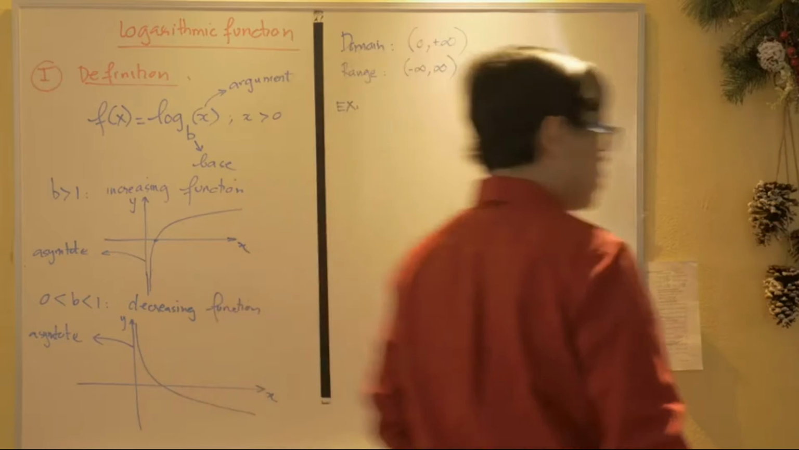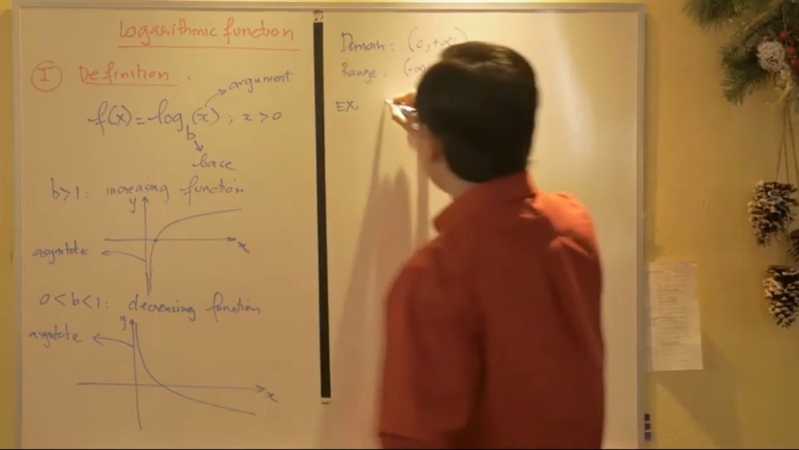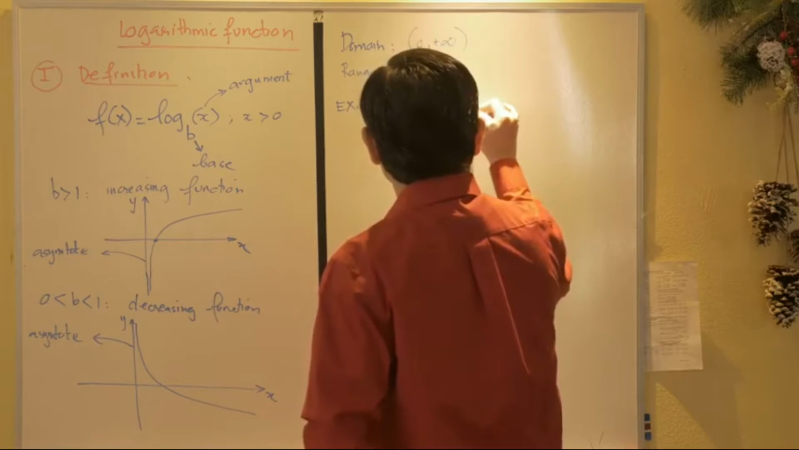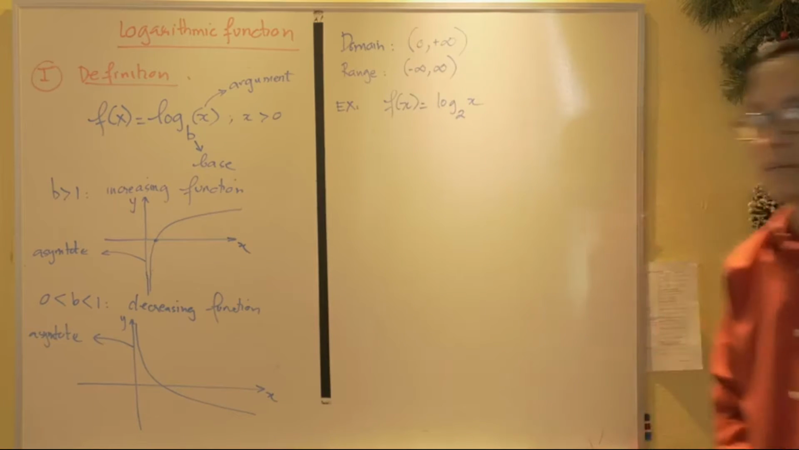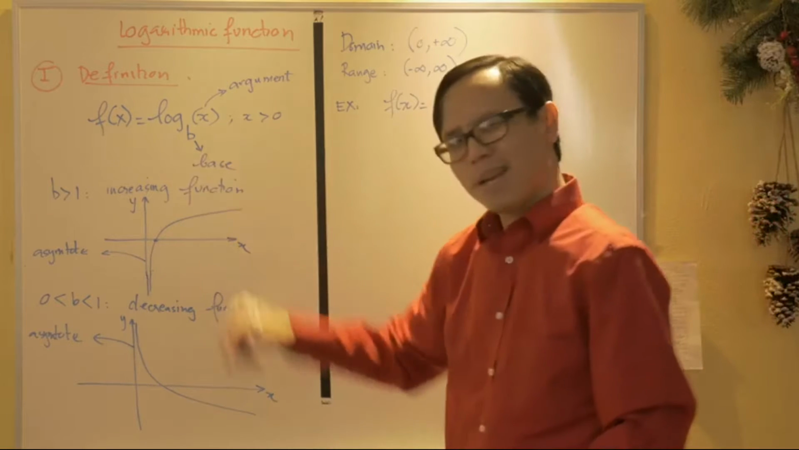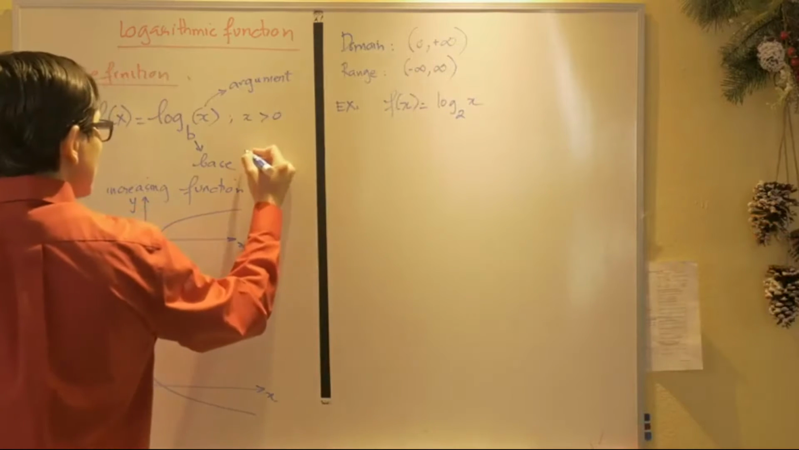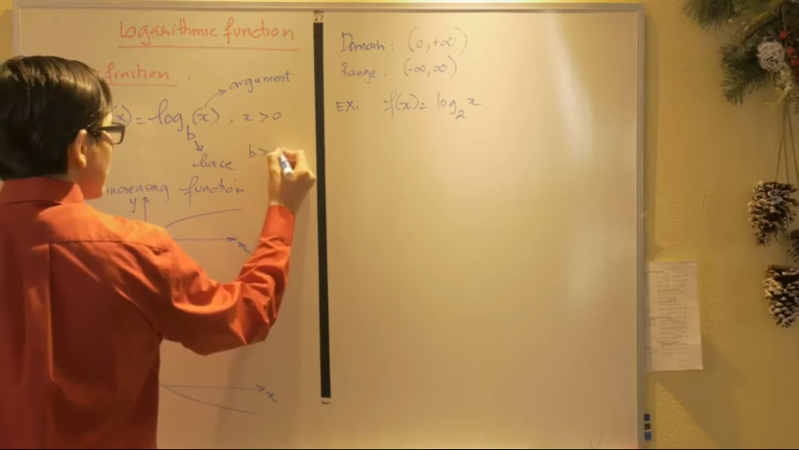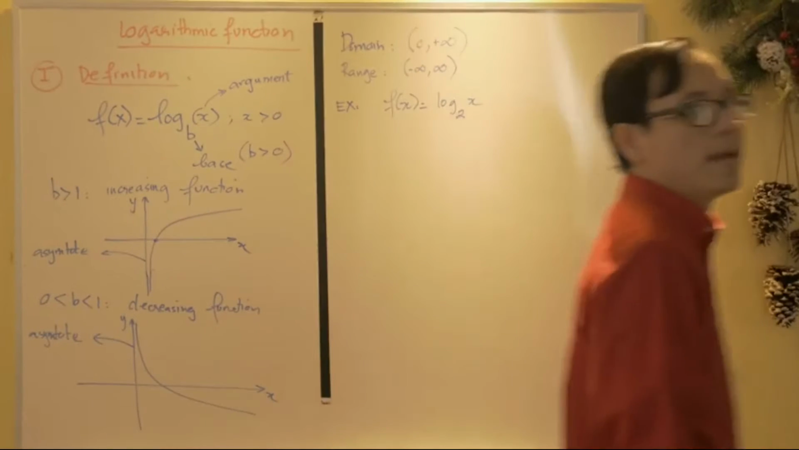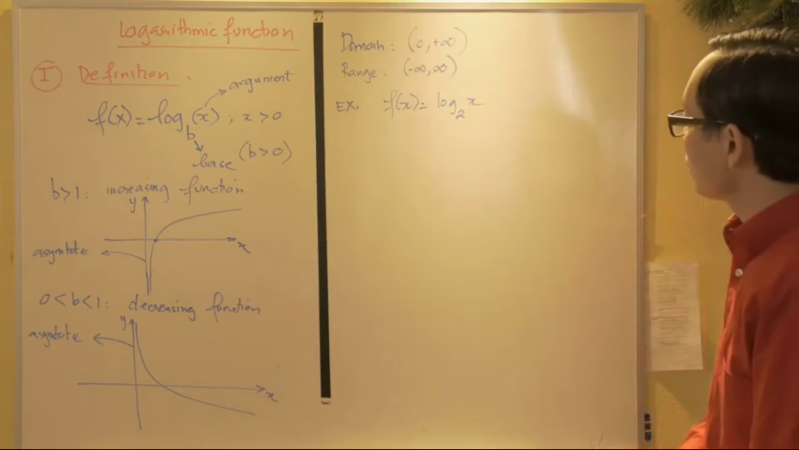Example of log function. For example, over here I have f of x equal to log base 2 of x. The question is, the base, the b value, can it be negative? No, it's never negative. So over here I may include it: b is always greater than 0. We don't have negative base. So this is a typical example of the log function.